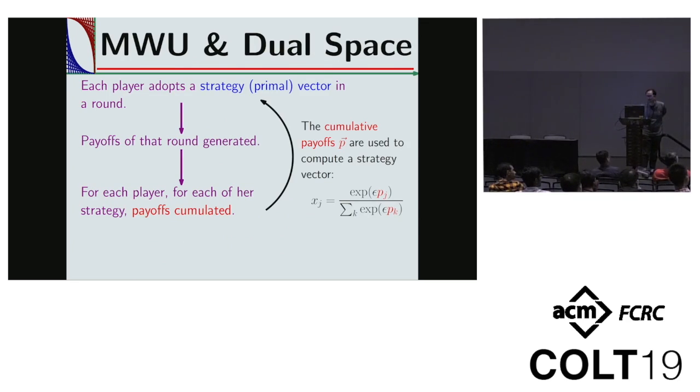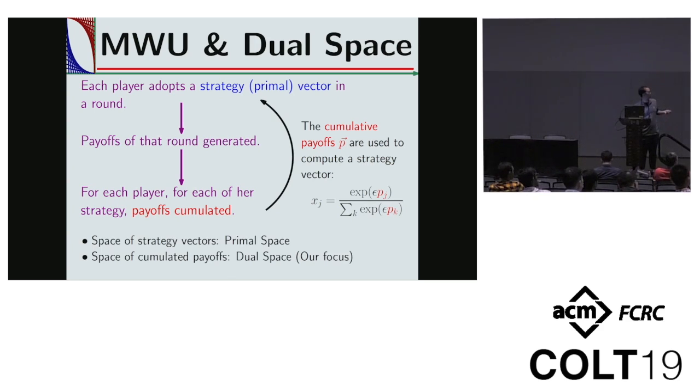Okay, so the next thing is multiplicative weights updates and the dual space. I guess most of you are somehow familiar with MWU, so I will just talk about what the payoff space is. This is the formula that converts the cumulative payoffs to each strategy into a probability distribution. The space that contains X is called the primal space. And the space that contains the cumulative payoffs is called the dual space, which is where we show the chaos occurs.